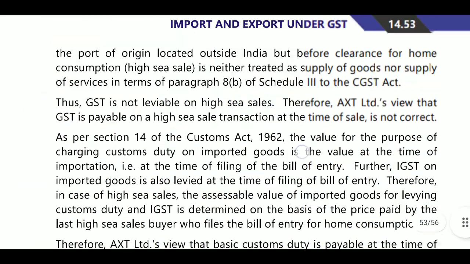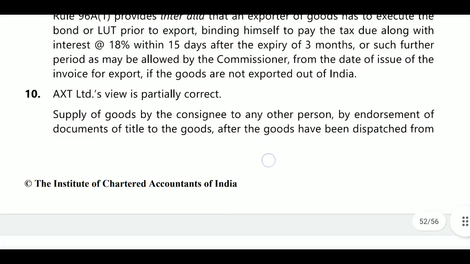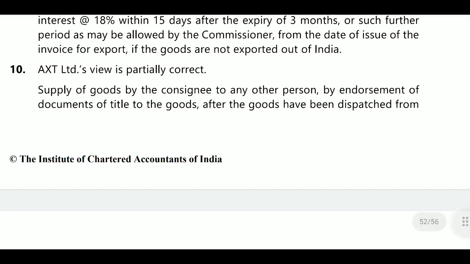So, question number 10. AXT Limited's view is partially correct. That is, supply of goods by the consignee to any other person by endorsement of documents of title to the goods after goods have been dispatched from the port of origin located outside India but before clearance for home consumption. That is high sea sales.